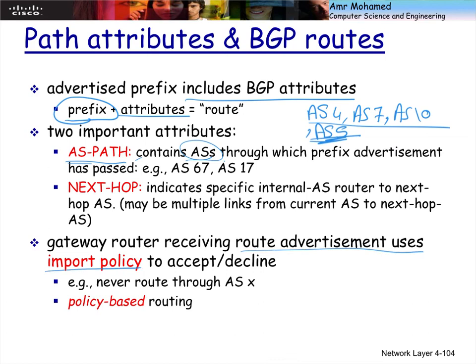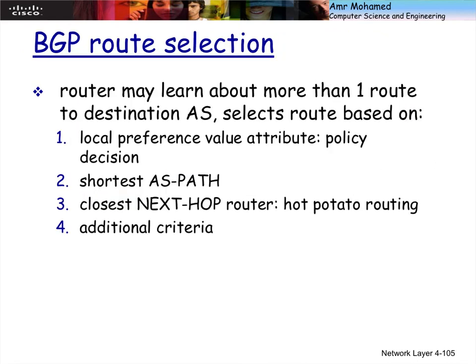So the gateway router receiving a route advertisement uses policy, and based on the policy it says, okay, I can route through this path because I have policies with every single autonomous system in this whole path. Or if I have multiple paths, which one is shorter, and I may have to take that path. Okay.